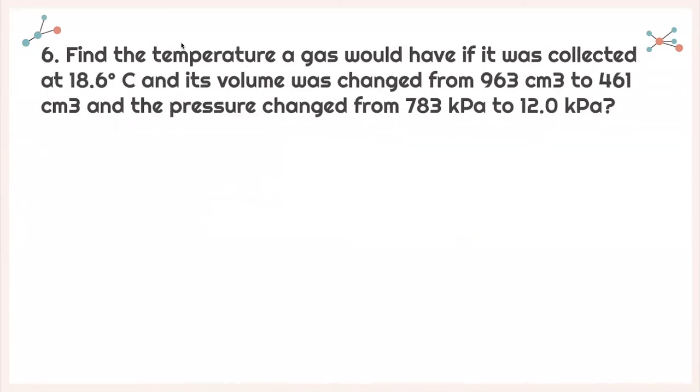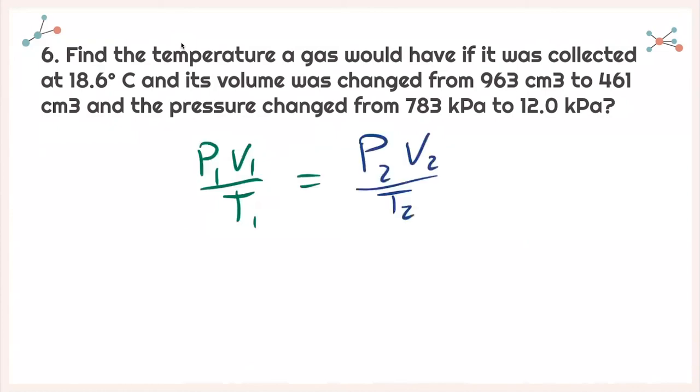The last one says, find the temperature a gas would have if it was collected at 18.6 degrees Celsius and its volume was changed from 963 centimeters cubed to 461 centimeters cubed, and the pressure changed from 783 kilopascals to 12.0 kilopascals. First thing I'm going to do is write down my equation. P1 times V1 over T1 is equal to P2 times V2 over T2. We're not told we're working at standard temperature and pressure, and instead we're given all of our values. The only thing here that I need to change is my temperature. Make sure that it's in Kelvin.